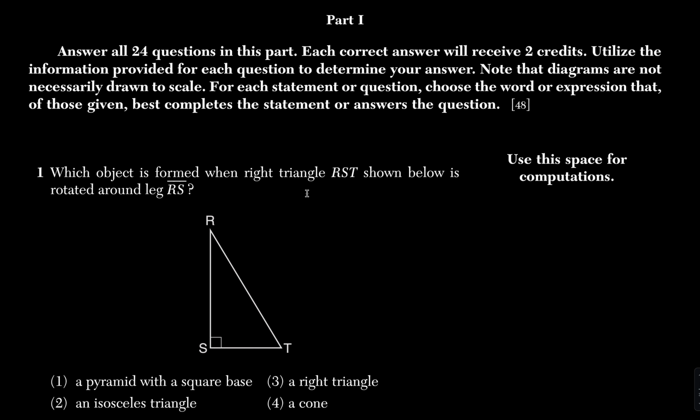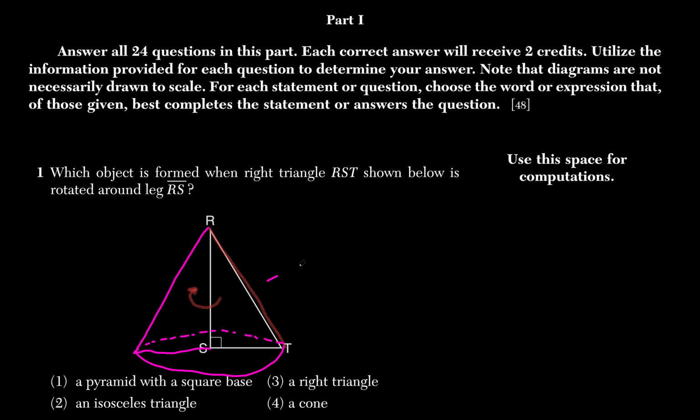Okay, for part 1. Which object is formed when the right triangle, RST shown below, is rotated around leg RS? So what we want to do is rotate this leg RT around RS. The image that we will get will be another triangle on this side. Now, when we're rotating it, we're going to have this wonderful shape formed.